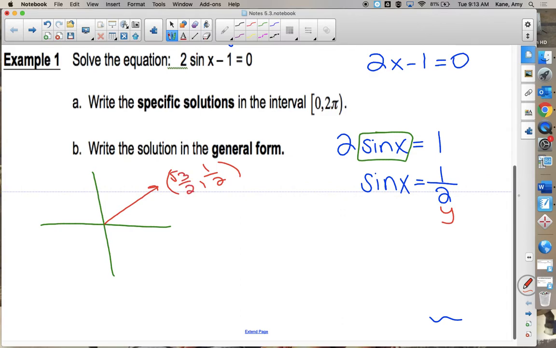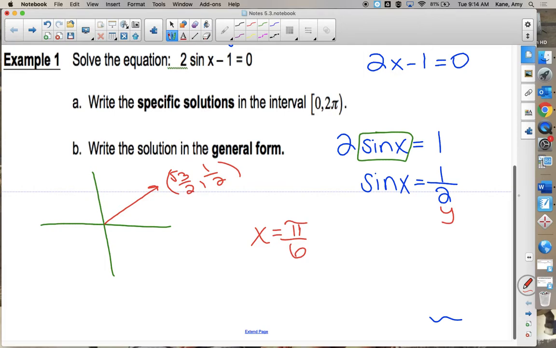So then we need the angle that's attached with that ordered pair. Do you know what it is, Hannah? That is a pi over 6 angle. Oh, yeah, pi over 6. You're right. I'm sorry. Pi over 6. I apologize.